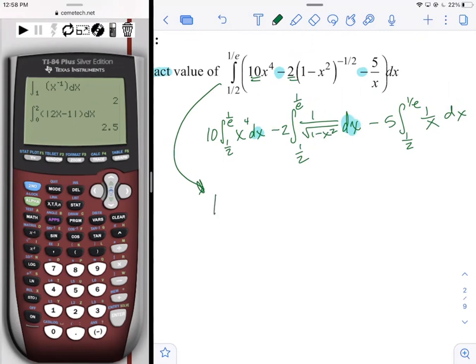So here I go. The 10 goes along for the ride in the first term, leave a little space, x to the 4th becomes x to the 5th times 1/5 out front. Boom. There's my first term. No big deal. I got it.